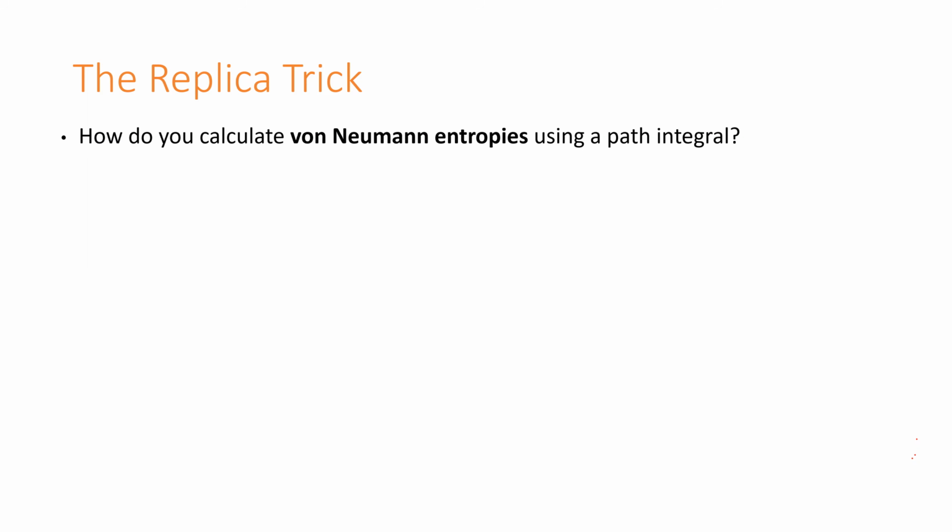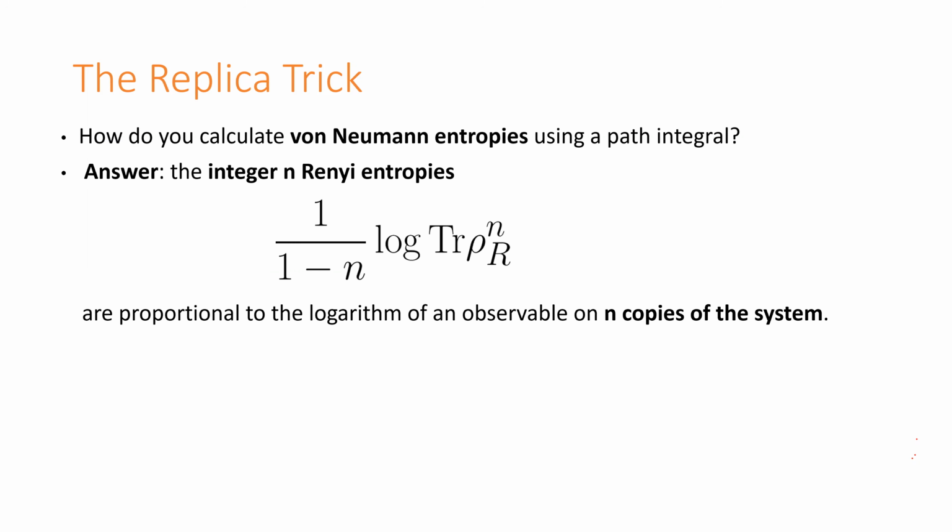But let's try and actually check that. The great thing about this model is we can calculate everything explicitly. So we want to just do the path integral and calculate the von Neumann entropy. That's easily said, but it's a slightly non-trivial thing to do. So how do you calculate von Neumann entropies using the path integral? Well, the answer is that initially you want to forget about the von Neumann entropy. It's too hard. And instead consider something called an integer n Rényi entropy, which is given by this formula for integer n strictly greater than 1.